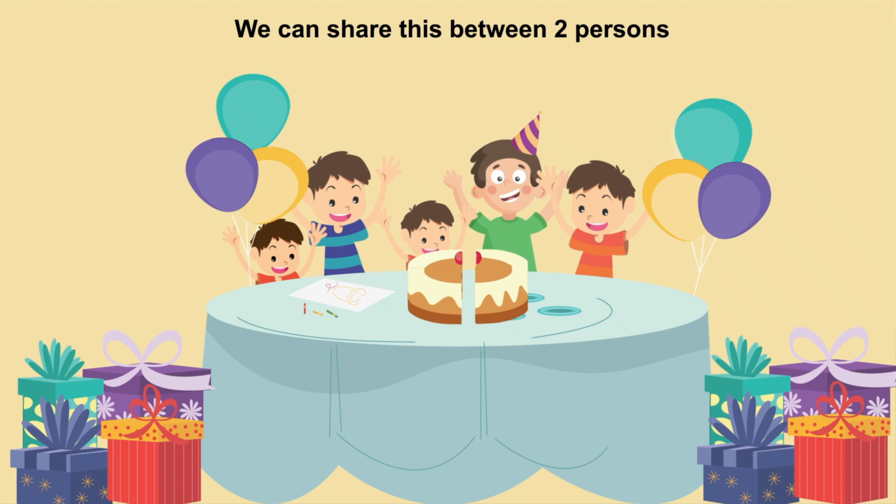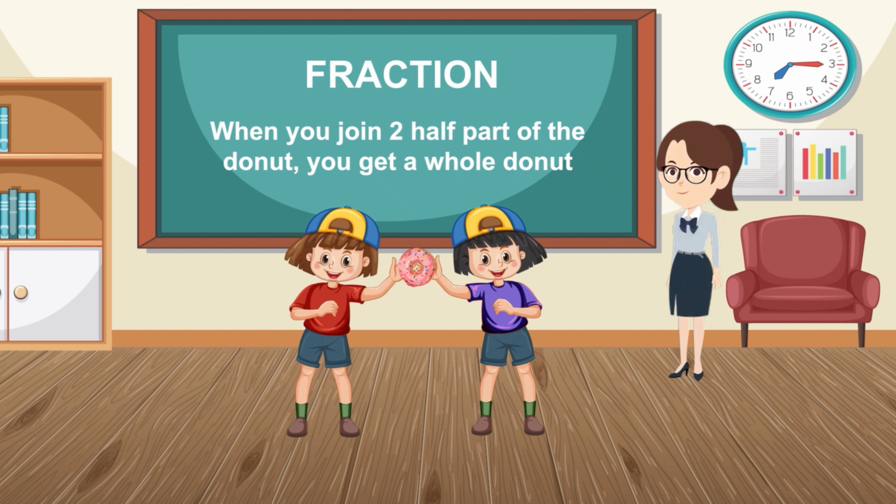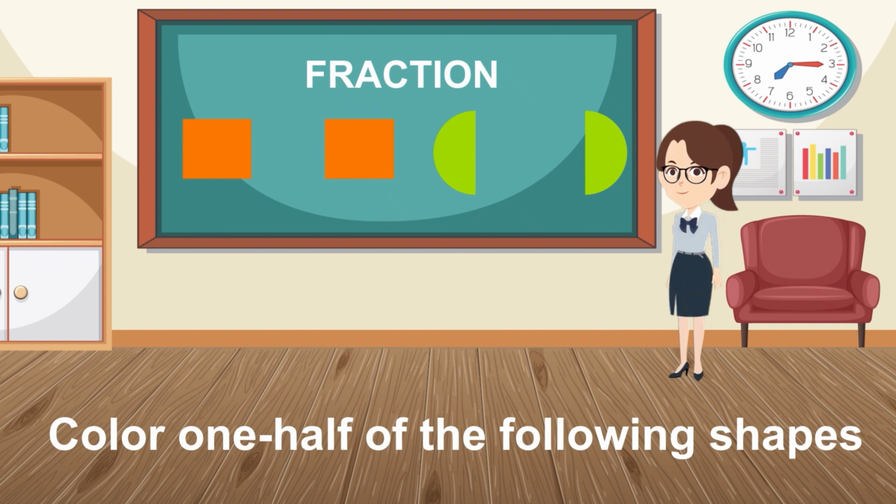We can share this between 2 persons. We can share this between 4 persons. When you join 2 half parts of the pizza, you get a whole pizza. When you join 2 half parts of the donut, you get a whole donut. Color 1 half of the following shapes.